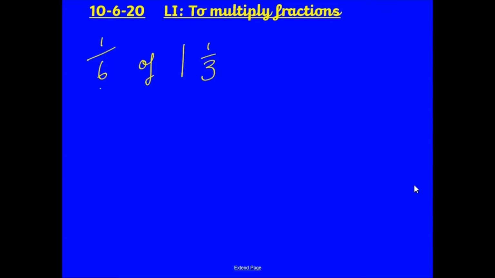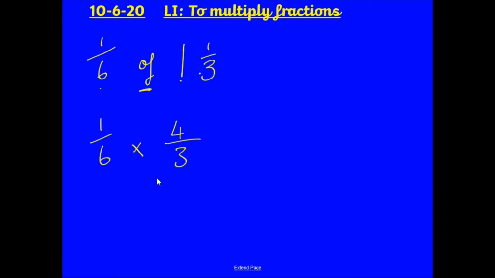Let's have a look at a trickier one here. 1/6 of 1 1/3. What I'm going to have to do here is make this into a top-heavy fraction, an improper fraction. So 1 over 6 times, because that's what "of" means, 1 1/3. Well, 1 times my 3, that's 3, plus my 1 is 4 over 3.